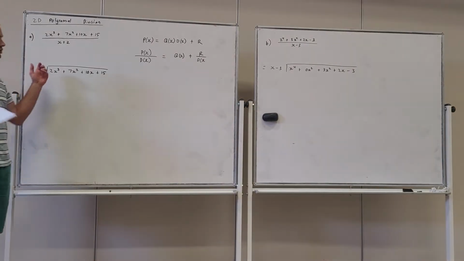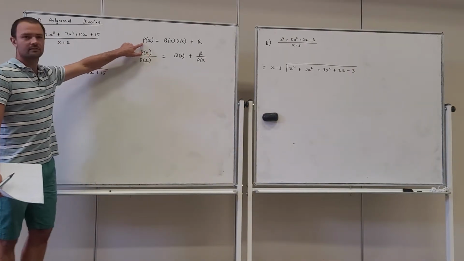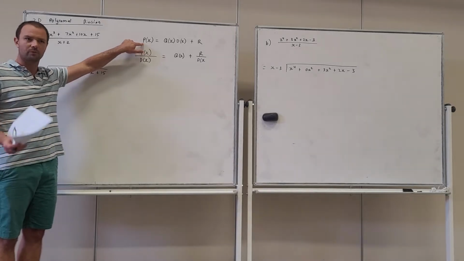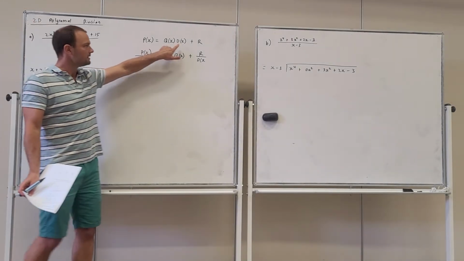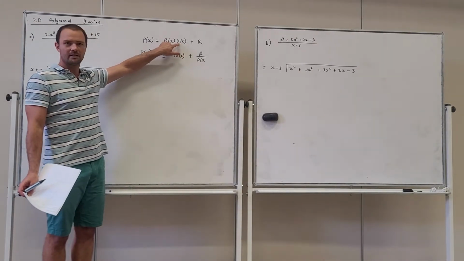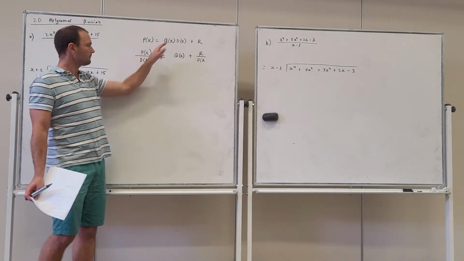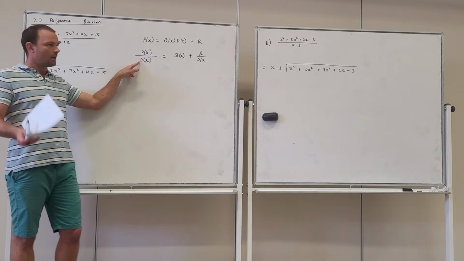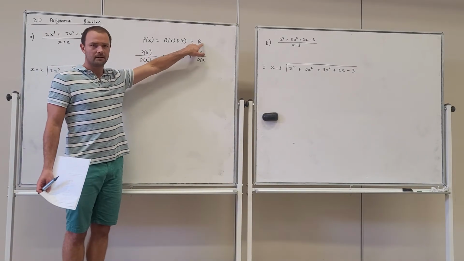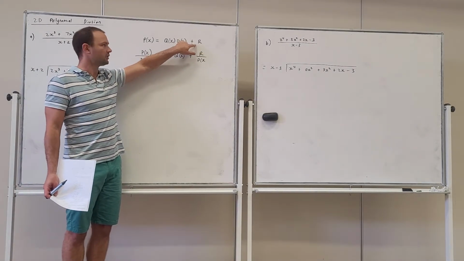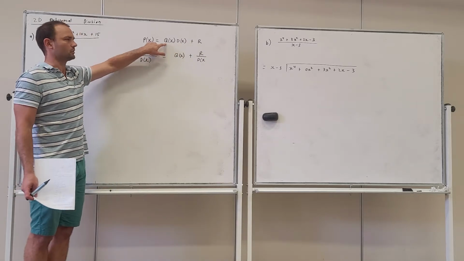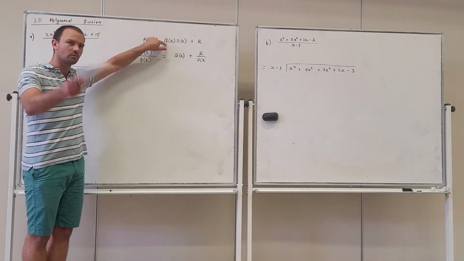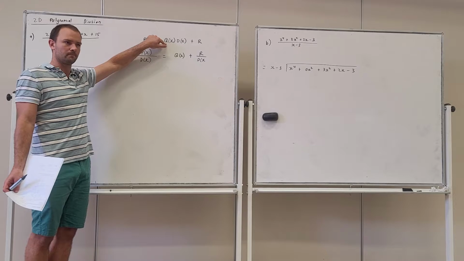Firstly, some terminology. We use p of x to denote some polynomial with regards to x. D of x is our divisor, that's what we're dividing the polynomial by. You can see here p of x divided by d of x. R is our remainder, and q of x is what we call our quotient. That's what results when we perform the division.